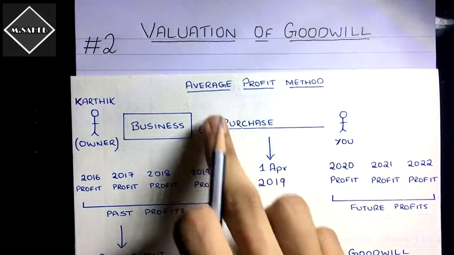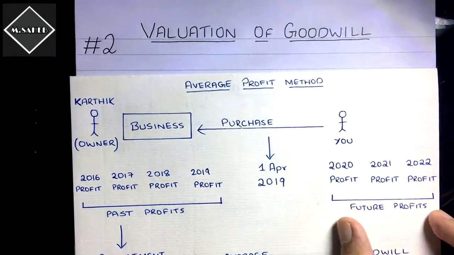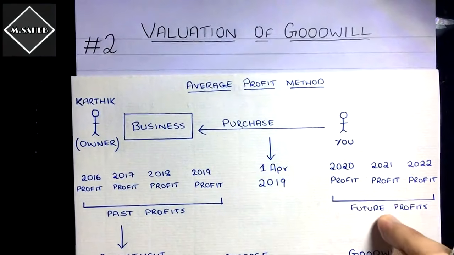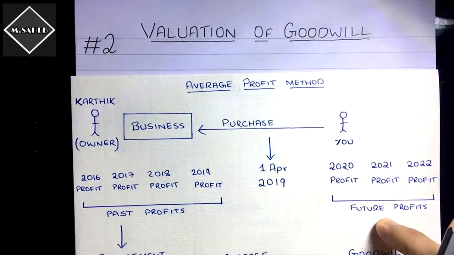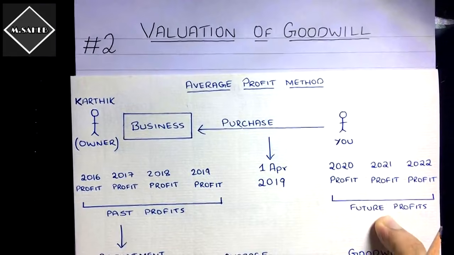Okay, so in this average profit method, what we do is we calculate the future profit. We calculate the average future maintainable profits. It is called FMP, future maintainable profits. Okay, we'll come to that now.